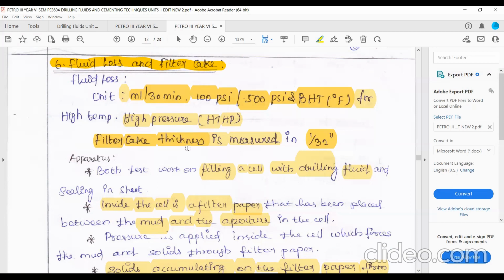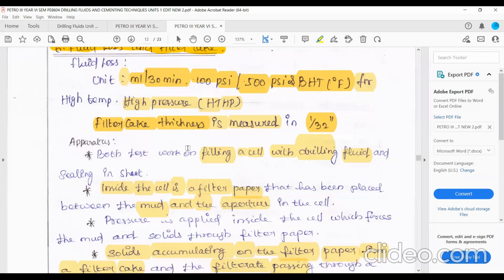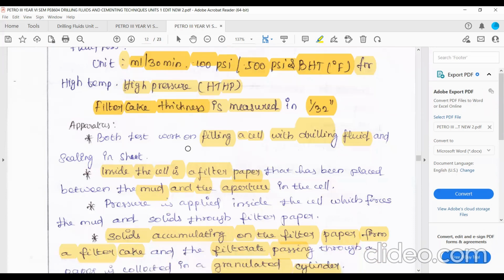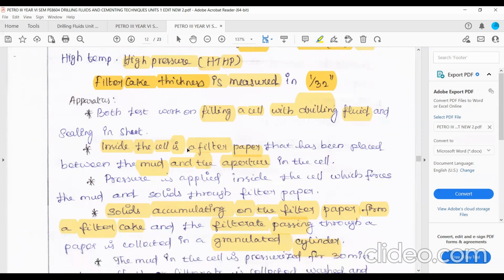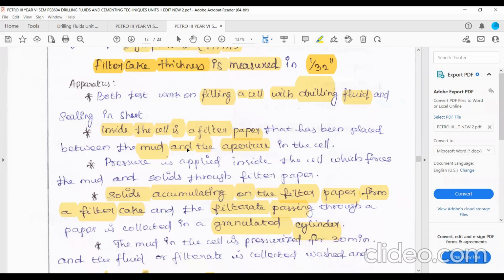So what will happen to the fluid? The fluid will pass through the filter paper and get into the aperture. Aperture is nothing but a hole, an orifice, through which the filtrate will pass. The solids which are accumulating on the filter paper are called the filter cake, and the liquid which is passing through is called the filtrate and is collected in a graduated cylinder.